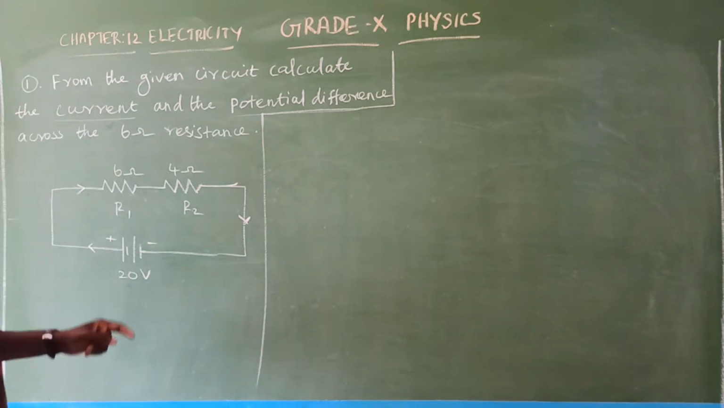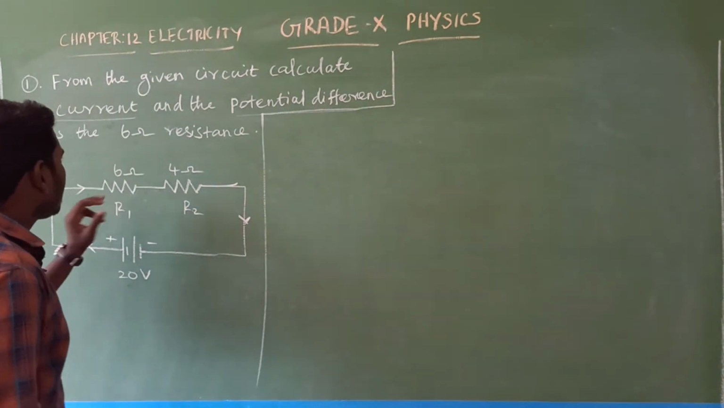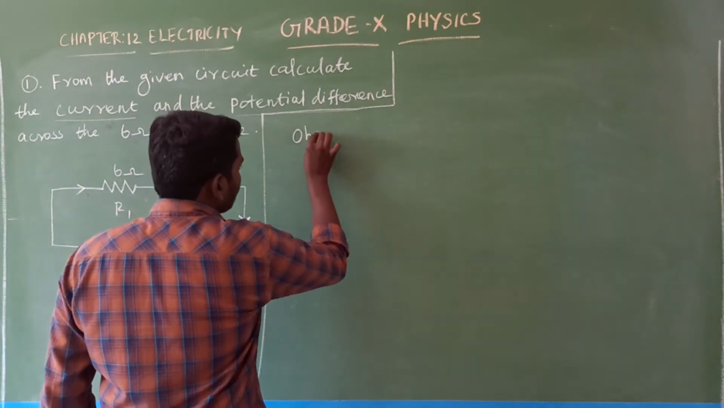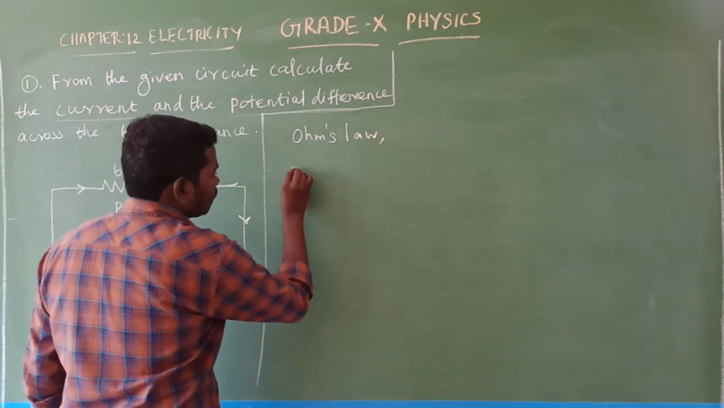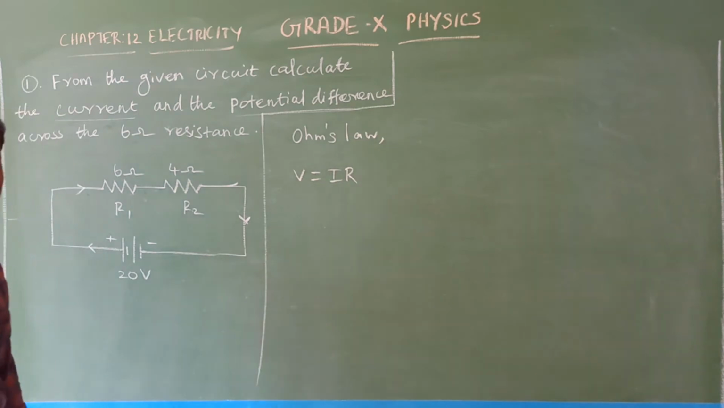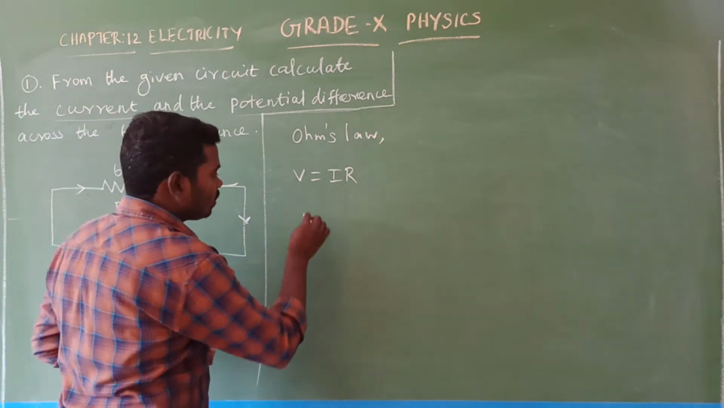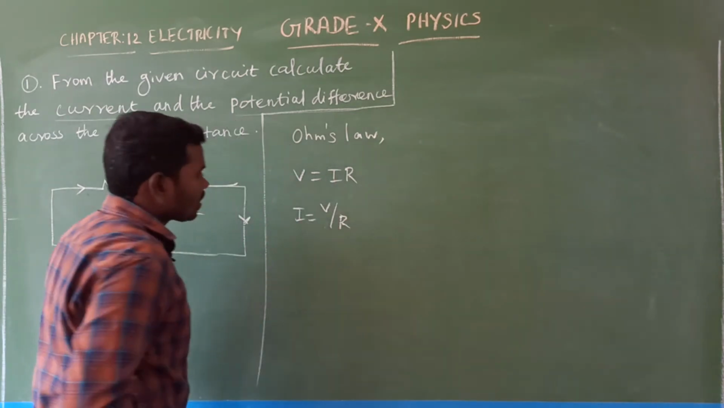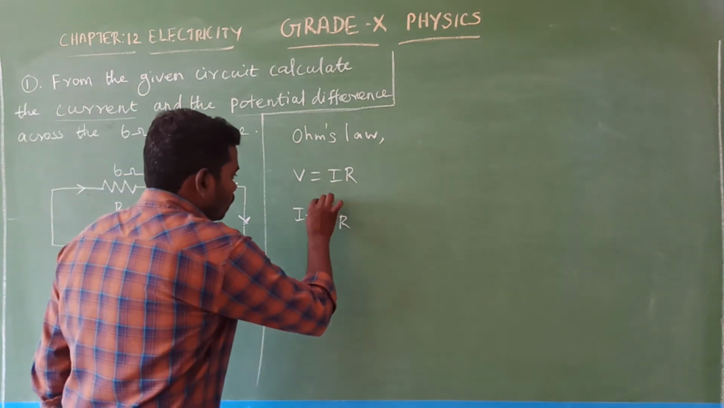First, we need to calculate the current. Is it clear? Yes. So according to Ohm's law, V equal to IR. We need to calculate this I value. So I is equal to V by R. To calculate the current value in the circuit, we need the voltage value and the resistance value.